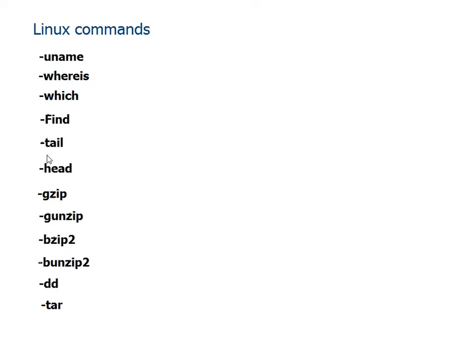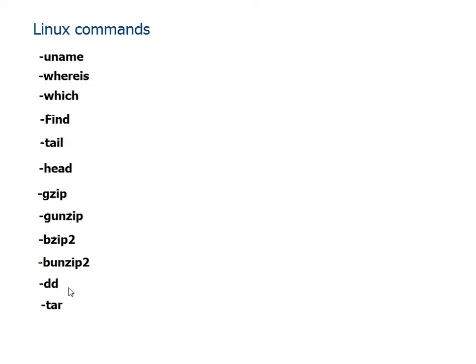The tail command is a good troubleshooting command that displays the last 10 lines in files like syslog messages and stuff like that. The head command is the opposite of tail, and shows the first 10 lines of a file. The gzip for compression and gunzip for decompression, and also bzip2 for compression and bunzip2 for decompression.